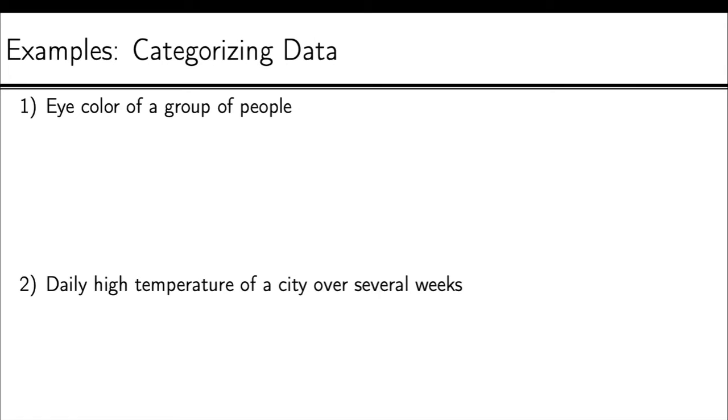Let's look at more examples and see if we can categorize them based on qualitative or categorical versus quantitative. So first, eye color of a group of people. So eye color, that's going to be described with a color, not a number. And so that's pretty easy to see that that's going to be a qualitative slash categorical.